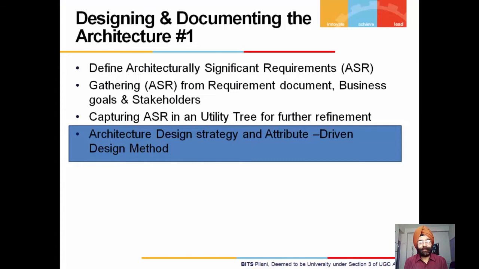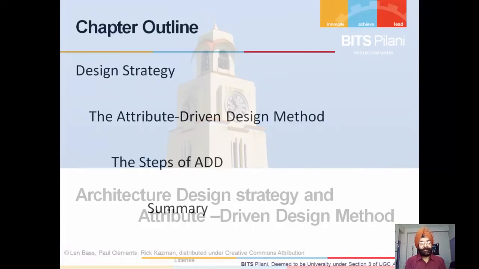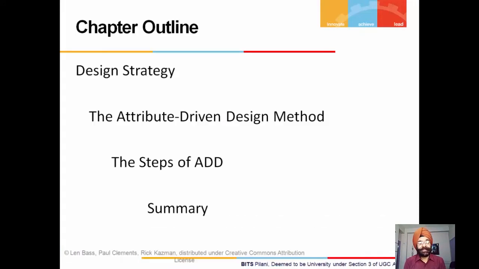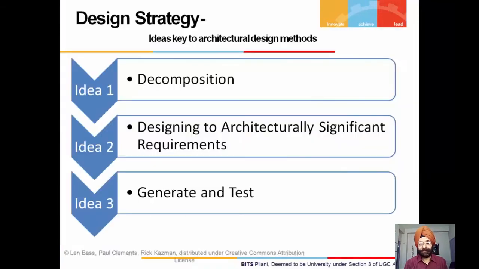The first three of the listed topics have already been covered: defining architecturally significant requirements, gathering ASRs from requirement documents, business goals and stakeholders, and capturing ASRs in a utility tree for further refinement. Today we discuss architecture design strategy and the attribute-driven design method. This chapter will talk about design strategy, the attribute-driven design method, the steps of ADD, and then we briefly summarize whatever we have done. Let's look at design strategy.